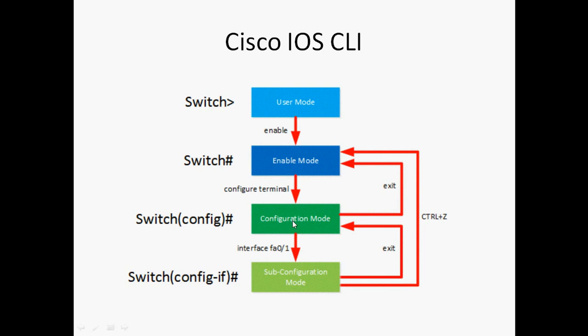Here we can see in global mode, I give interface FA0/1. Now the switch enters into the sub configuration mode. Switch, open bracket, config, close bracket, hash means it is in configuration mode. Config hyphen if means it is in sub configuration mode. From sub configuration mode, if you give exit, it goes to configuration mode. From configuration mode, if you give exit, it goes to privilege mode. In sub configuration mode, if you use keyboard Ctrl+Z, it goes directly to privilege mode.